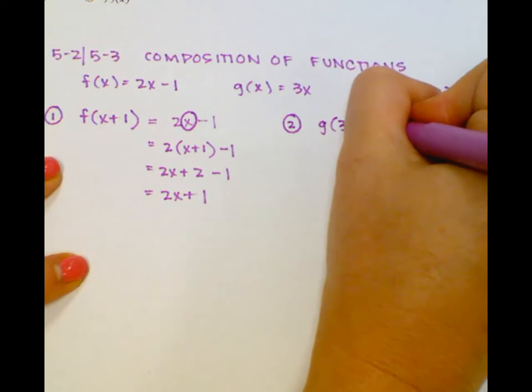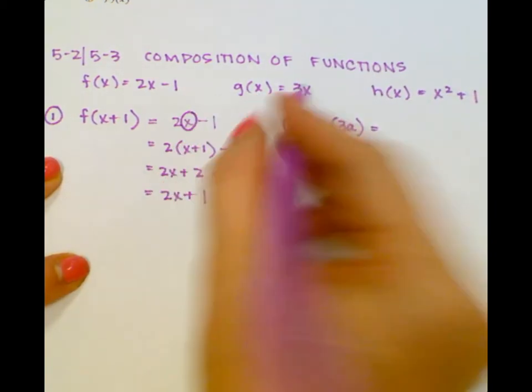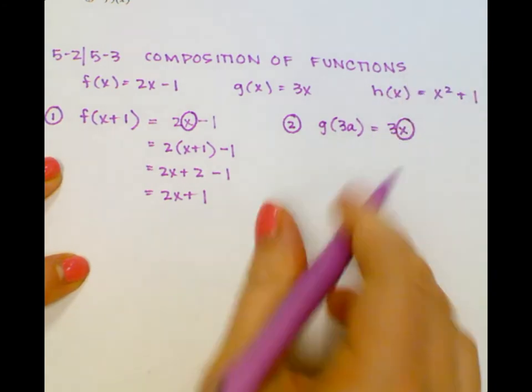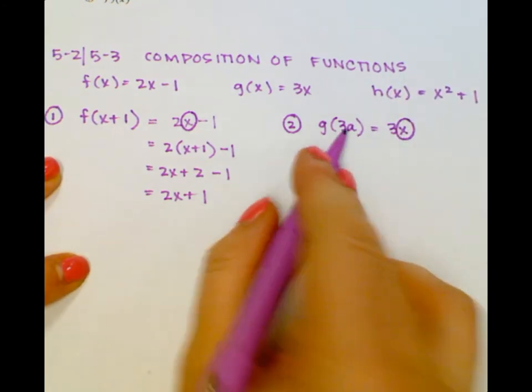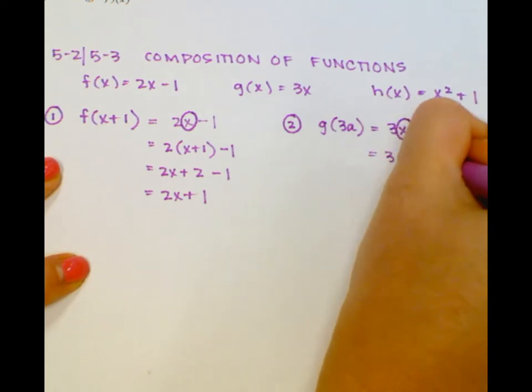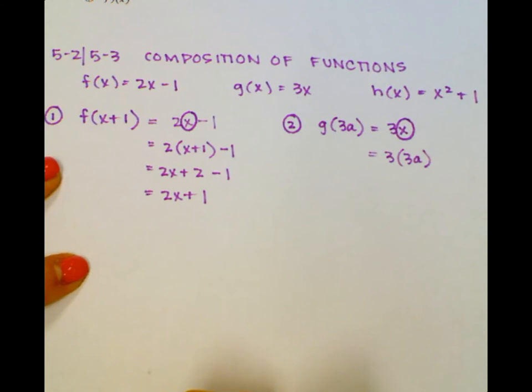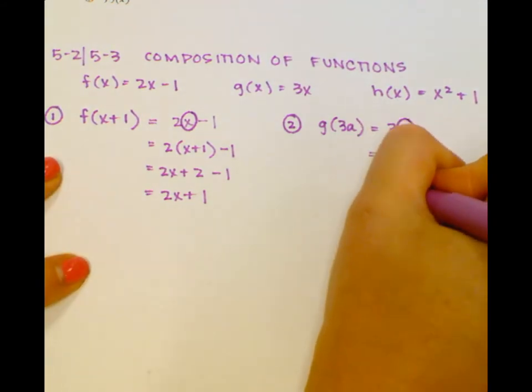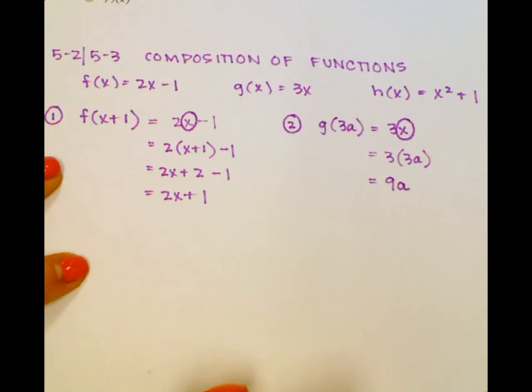All right, let's try g of 3a. Okay, so let's write our function down first. So here is g right here. So the function is 3x. So where you see this x right here, that's where you put the 3a. So we have 3 times 3a. And again, don't leave it like that. You've got to simplify it. What's 3 times 3a? 9a. So again, not getting an answer, you're getting an expression.